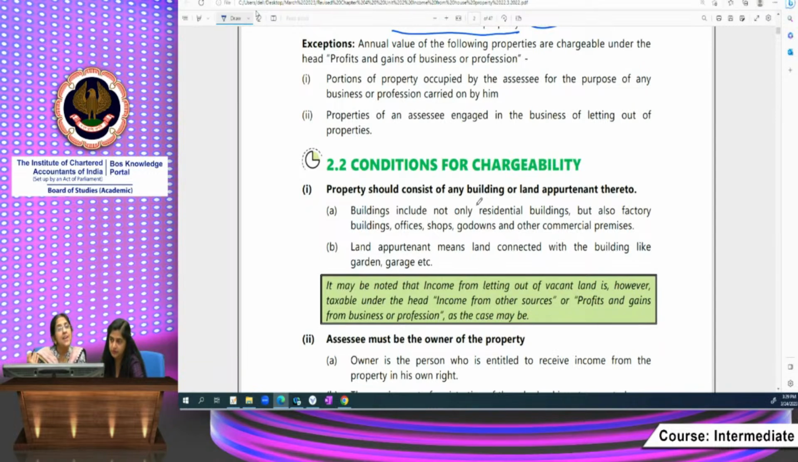Also, if I am engaged in the business of letting out of house properties, suppose that is my job, to let out house properties, then also my income will be chargeable under the head profits and gains of business and profession.